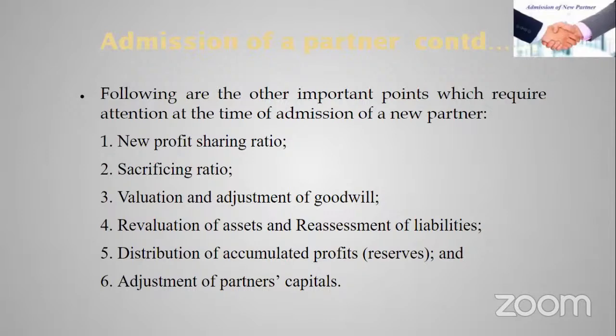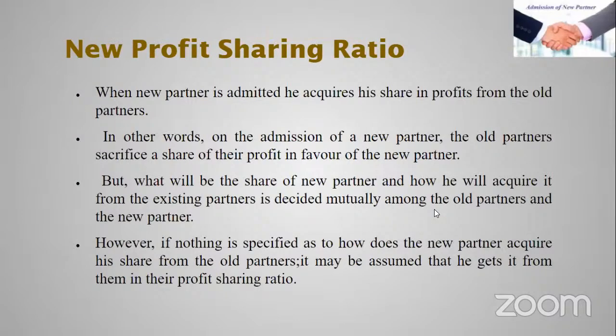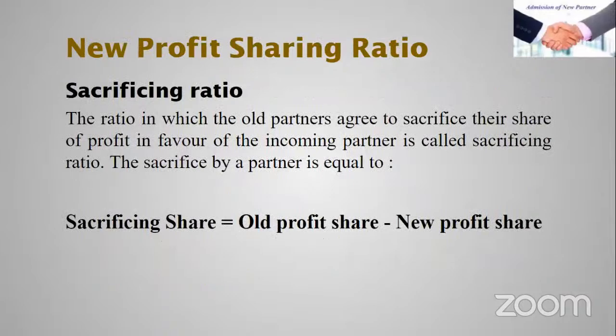Now let us see the new profit sharing ratio methods. There are three methods in calculating new profit sharing ratio. Among those three methods, the first method you will get most of the questions. The next, sacrificing ratio. Sacrificing means when a new partner is joining, old partners are sacrificing some percentage of their profit. So how do you get the sacrificing share? Old profit share minus new profit share of the partner.